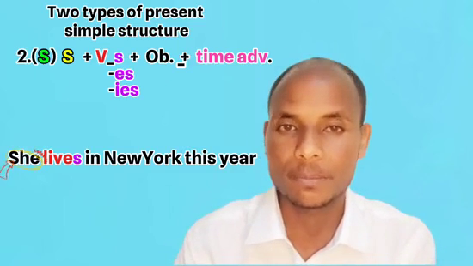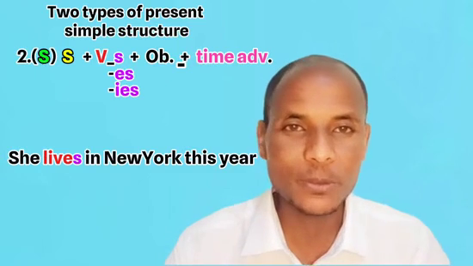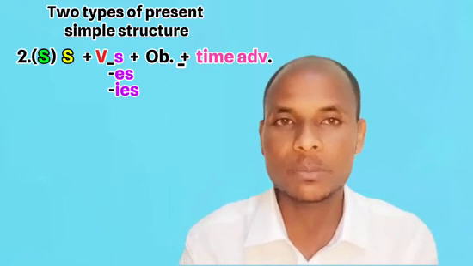Just coming up to the rule when to add s, es or ies to the base verb.